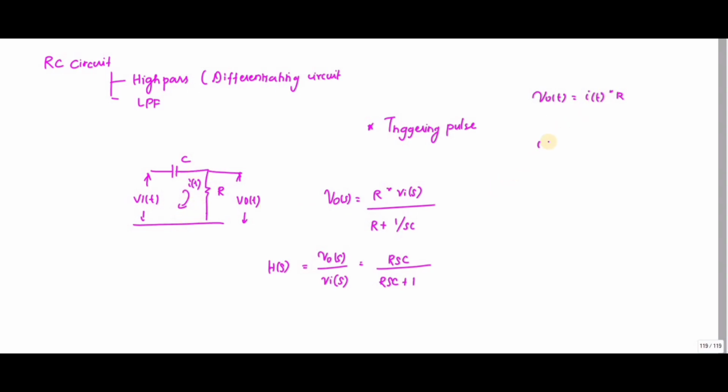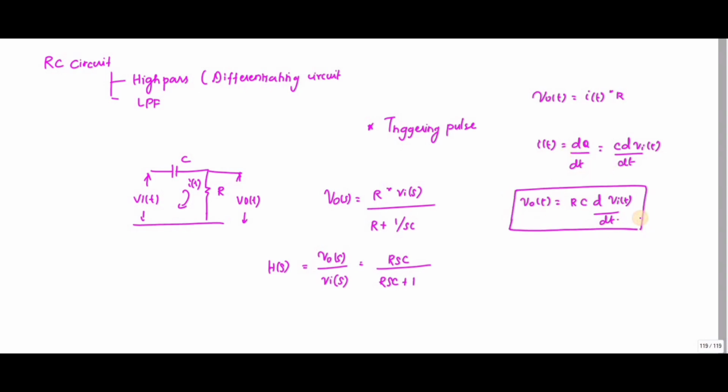So I of t I can write as dq by dt, right? Q I can write as C times dV of t divided by dt. So if I substitute this, you will get V naught of t is equal to RC into d VA of t divided by dt. RC is a time constant and t is also a time constant, so both will cancel out, and the output voltage is a differentiation of the input voltage. So from this I can tell this is a differentiating circuit.